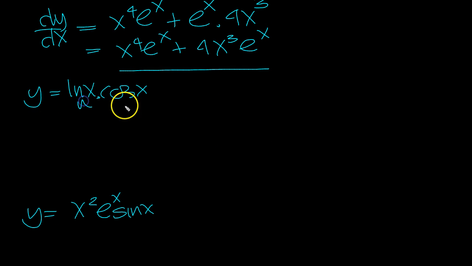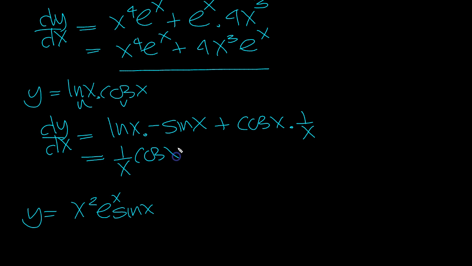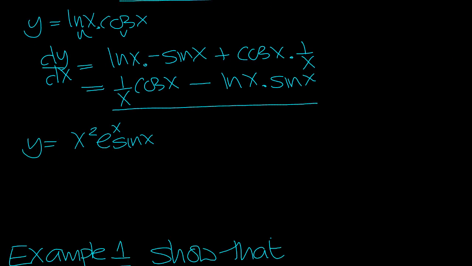This one, u, v, so dy/dx then is equal to u times dv/dx, cos goes to minus sine, plus v, cos x, times du/dx, which is 1 over x. So the best way to write this is write the second term first. 1 over x cos x, or cos x over x, minus ln x sine x, isn't it? That looks easier on the eye really. But you'll get marks for both, of course.